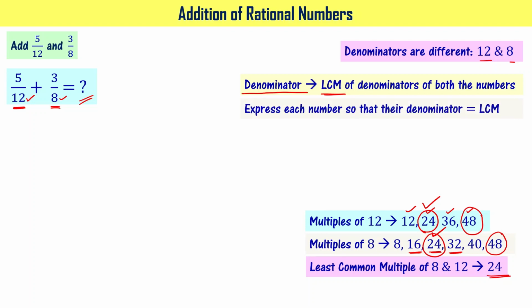So now we need to express each number given, that is 5 by 12 and 3 by 8, so that their denominator is going to be the LCM, right? That is 24 in this particular case. Meaning we want to express 5 by 12 and 3 by 8 as the numbers that have 24 as the denominator. For that, what are we going to do? 5 by 12 can be written as 5 times 2 divided by 12 times 2.